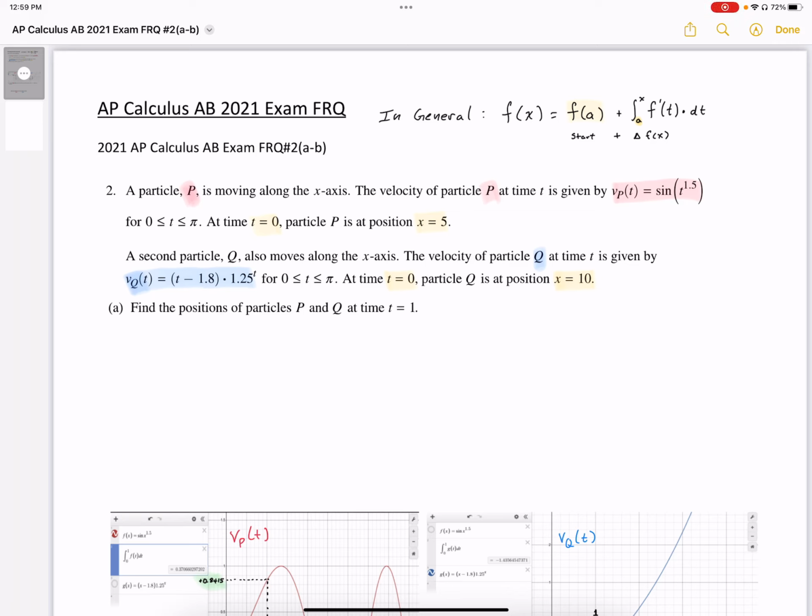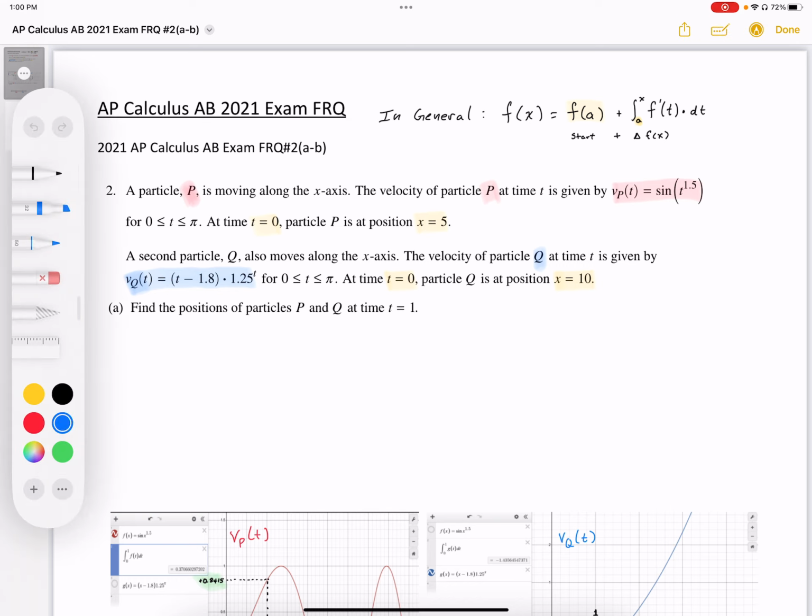Question number 2. A key idea in question number 2 is that in general, if we want to find f of x values using an integral or using area, we need some starting value. So up here I've got f of a as our starting value, and we need the displacement on f to get the y coordinate. So we have a starting y coordinate, we get a change in y, and that change in y is going to be based on the area under that function, the area function. So in general, that's how we're going to set this up.